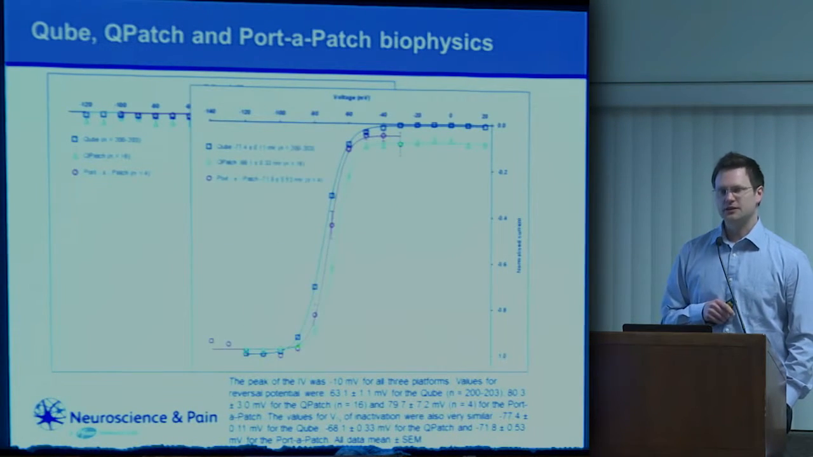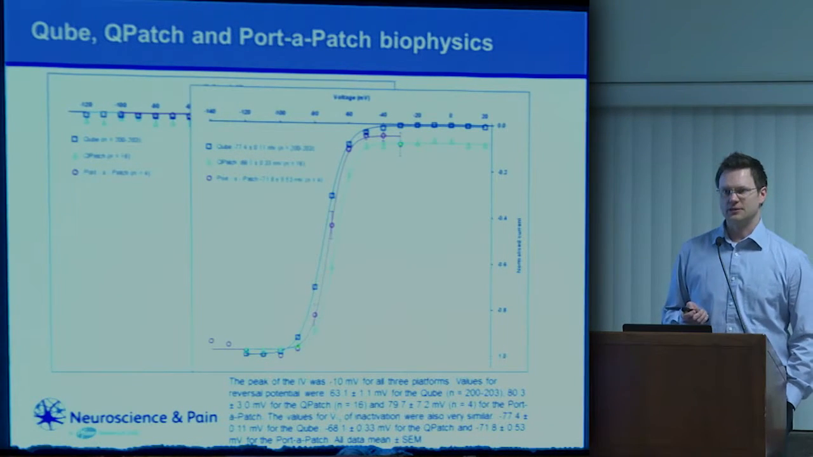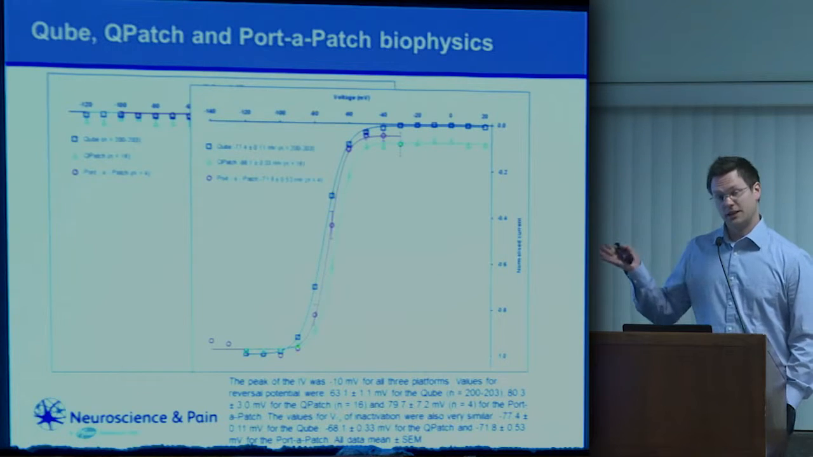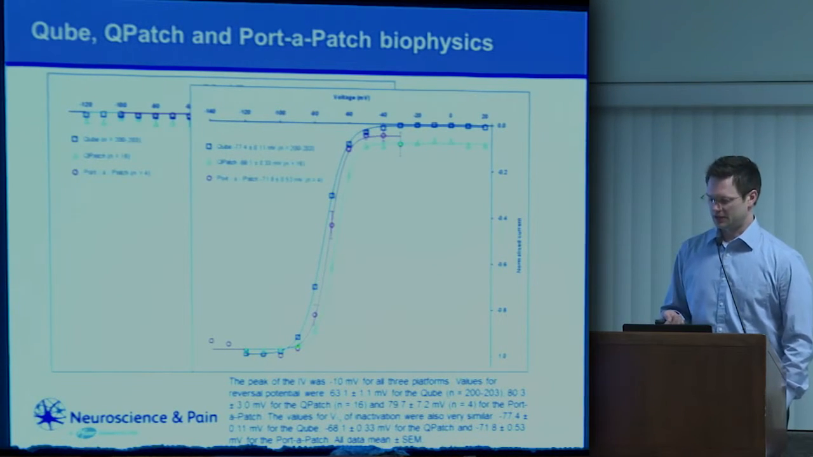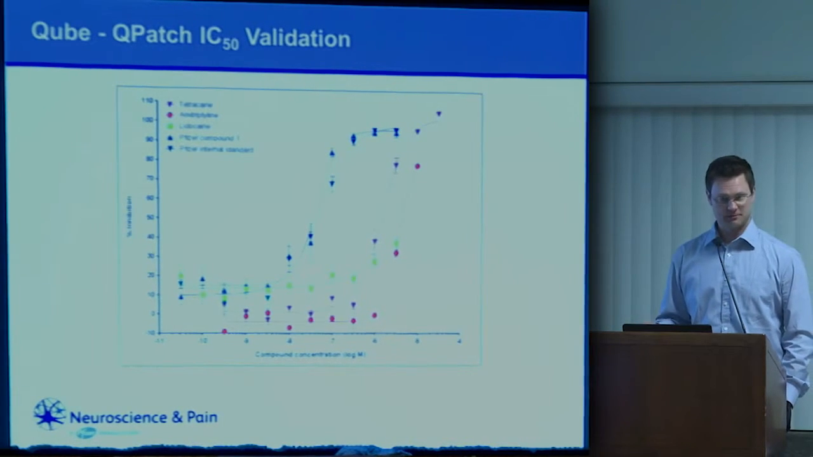Similarly, steady state inactivation. So the V-half values for all of the platforms are very much in the same range, and basically the V-halves behave as we would expect for Nav 1.7 on all of the platforms. And that led us to believe that the voltage clamp on the Qube is high quality enough to run Nav 1.7 and get decent voltage clamp. The next stage was to start looking at the pharmacology.